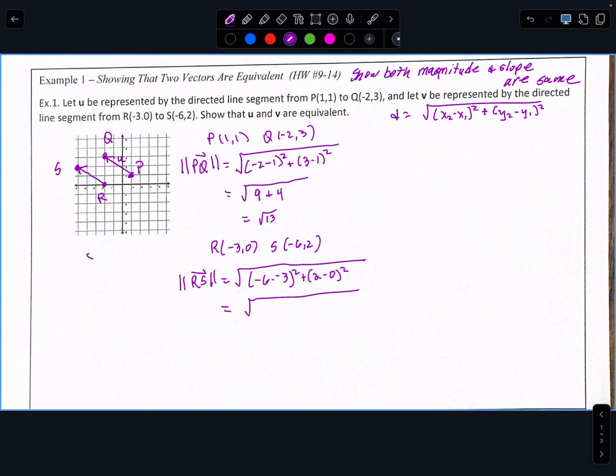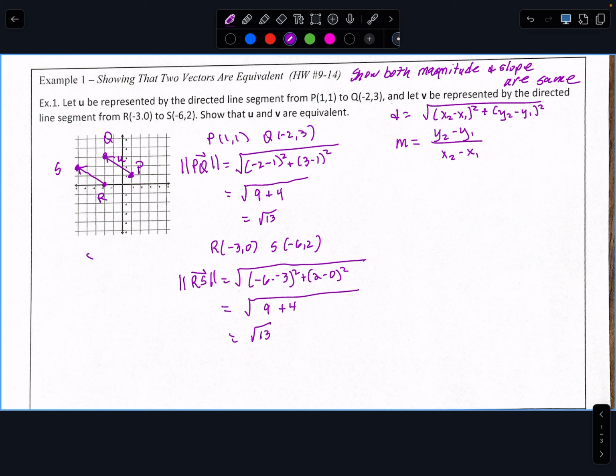And you end up with a negative 3 squared, which is 9, and 2 squared is 4. And once again, the magnitude of the second one is root 13. So they have the same length, but that's not enough. You have to show that they have the same direction. And for that you are going to do slope. And the slope formula is your change in y over your change in x.